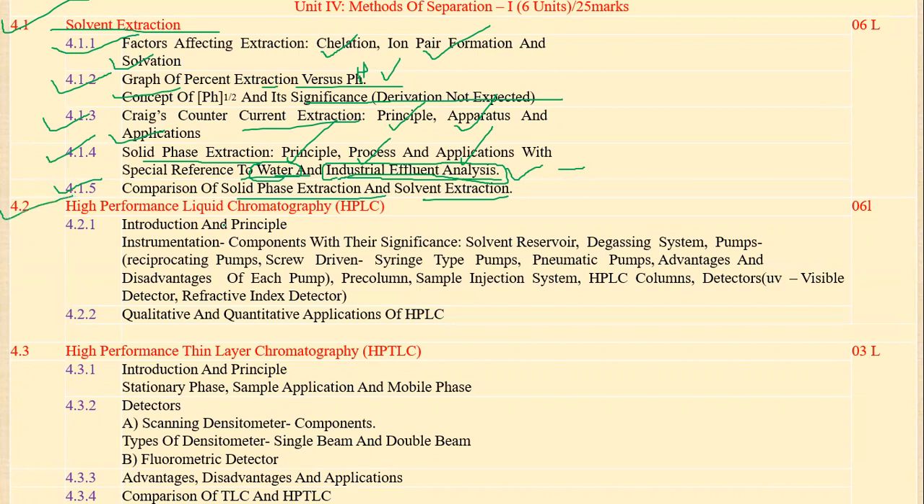Then high performance liquid chromatography. Here we are using pressure, and with the help of pressure we are trying to push the solute from the column so as to make the separation with more speed and with greater efficiency. These things we are going to study here.